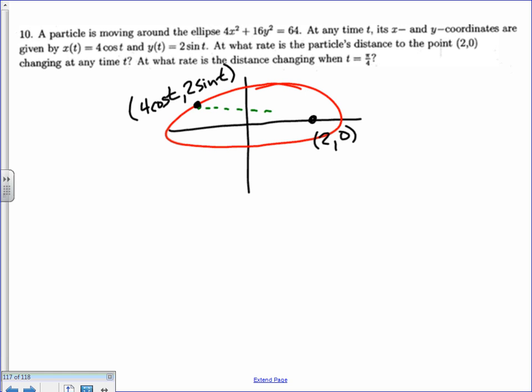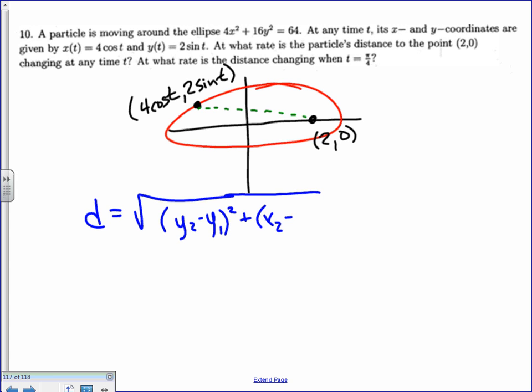So distance between them, that's right here, the distance from here to here. Now we're talking about points. We're on a coordinate plane here. Hopefully you got the idea that there's a formula that has to do with distance. It's called the distance formula. So we're just going to be using that. Distance equals square root of y2 minus y1 squared plus x2 minus x1 squared.